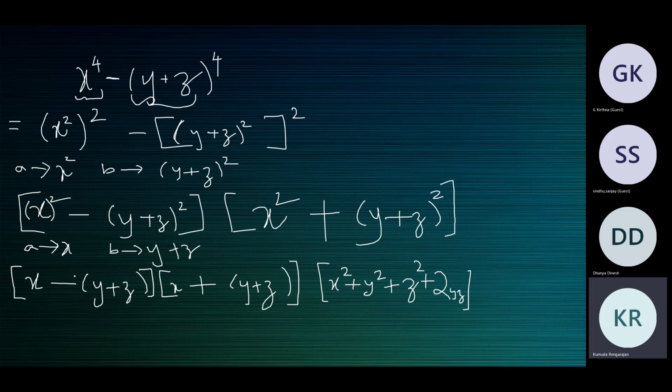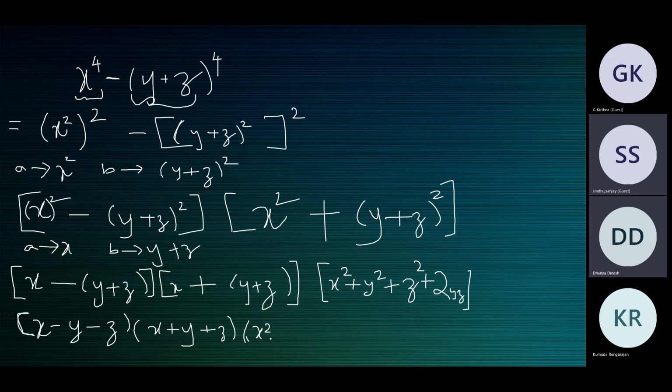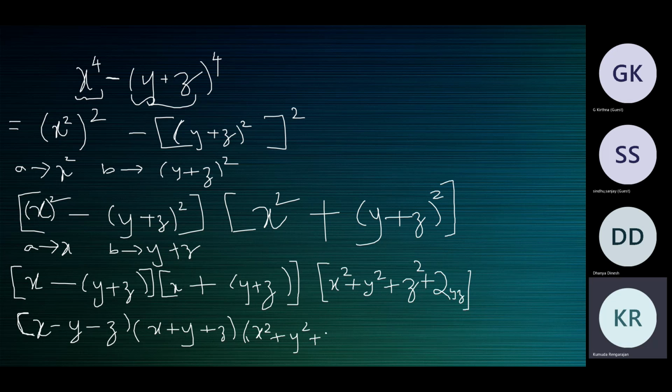And here we have a minus b into a plus b. What is it further? Apply the minus sign in the bracket. X minus y minus z, ma'am, into x plus y plus z, ma'am, into x square plus y square plus z square plus 2yz, ma'am. Correct.